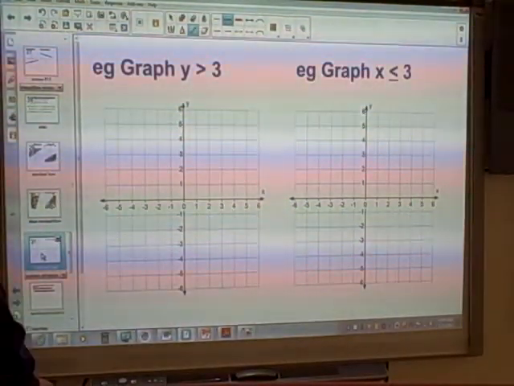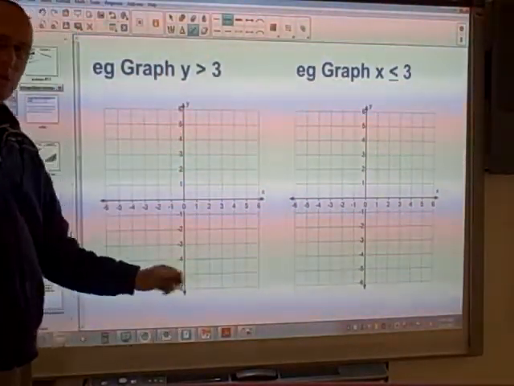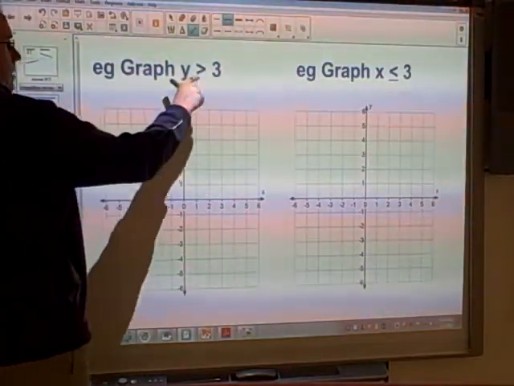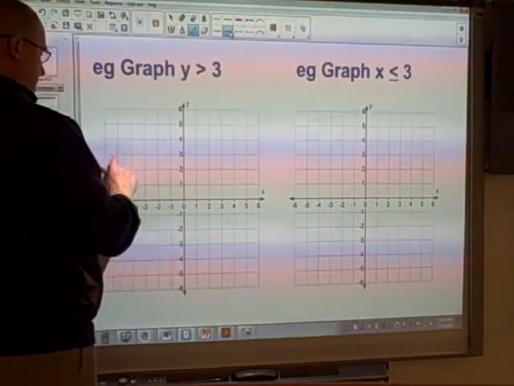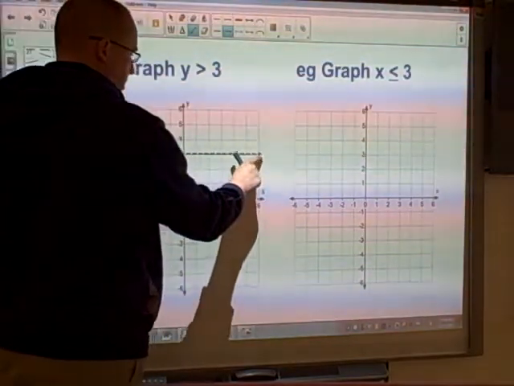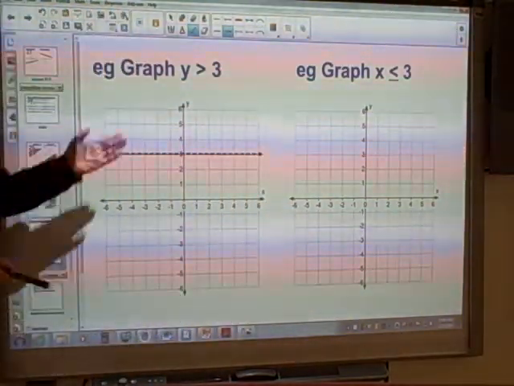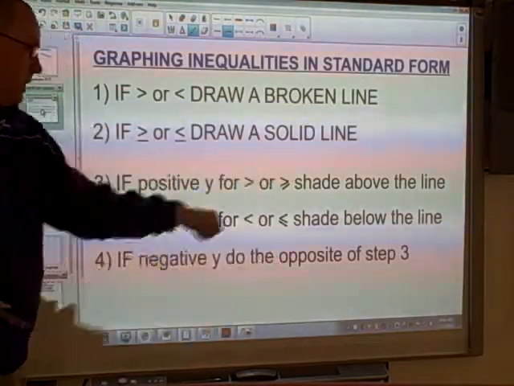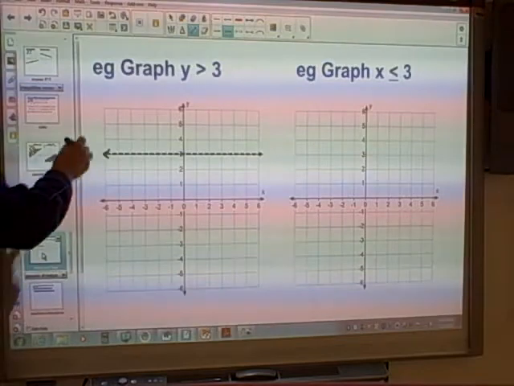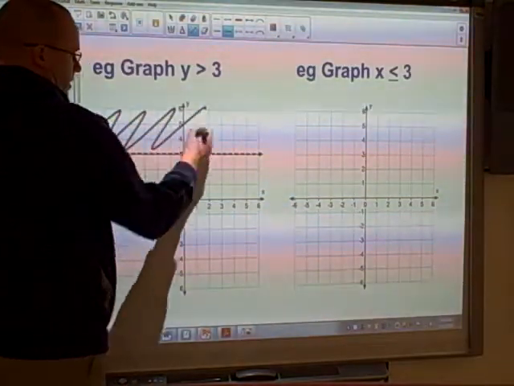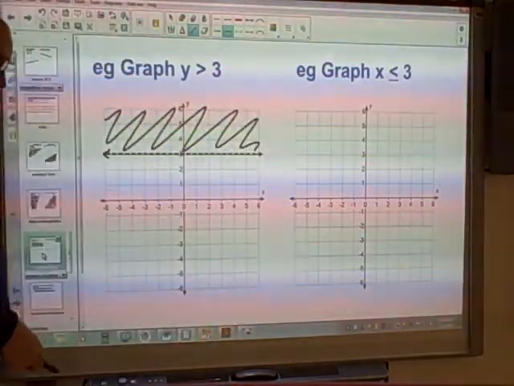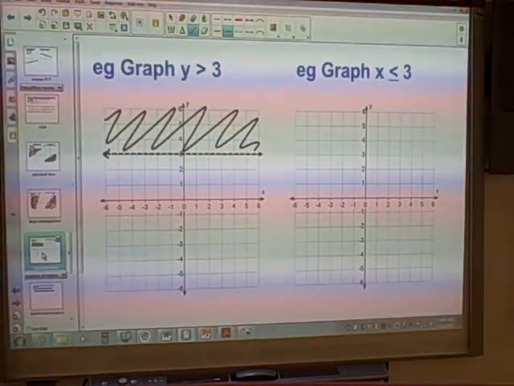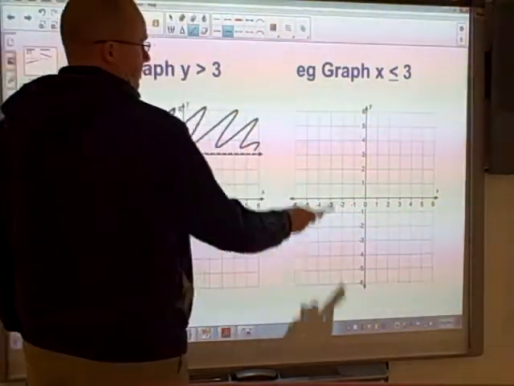So y=3, we talked about this earlier, the y-axis goes this way, but y=3 is actually a horizontal line going through 3. Notice no equal sign here, so we need a dotted line going through 3. Greater than means we're going to shade above the line. So in other words, that part there.